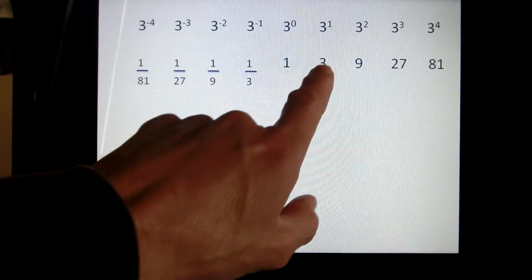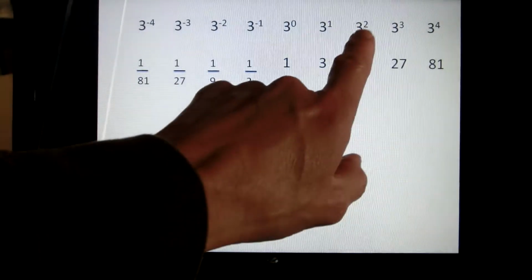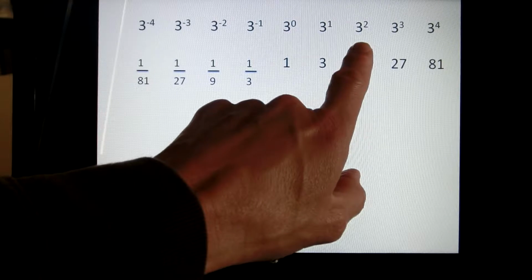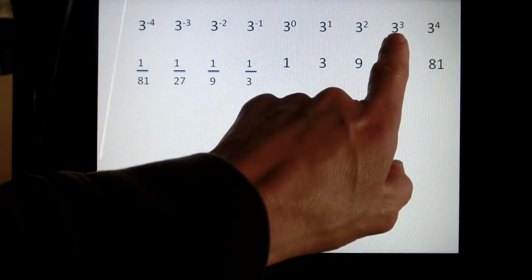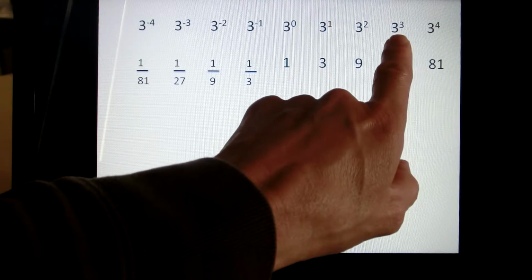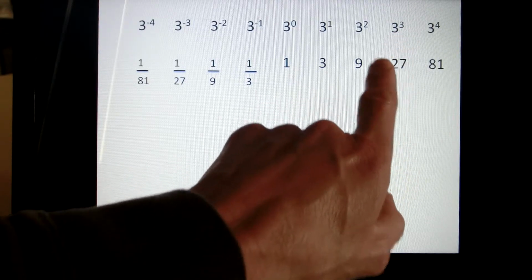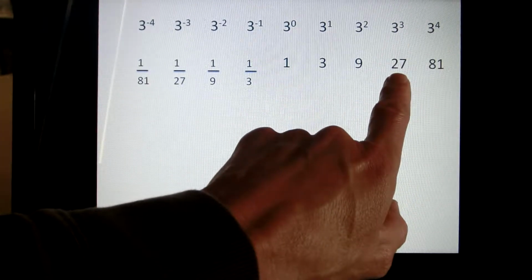3 to the power of 1 is just 3 by itself. 3 to the power of 2 means 3 times 3, and 3 times 3 is 9, 3 multiplied by itself. This 3 cubed, 3 to the power of 3, means 3 multiplied by itself 3 times. So 3 times 3 times 3, which is 27.